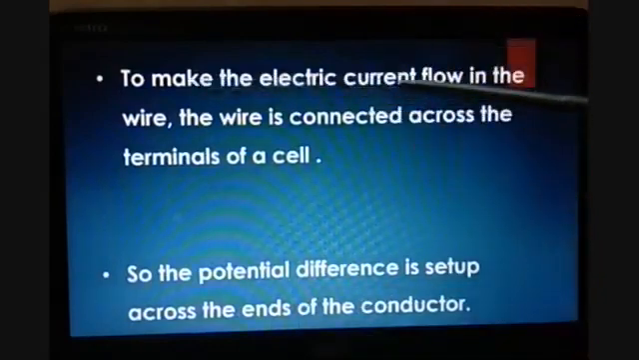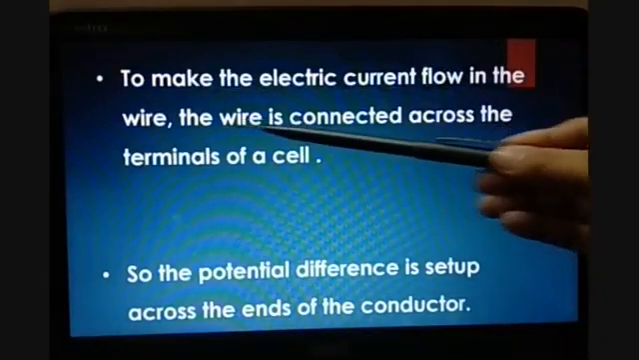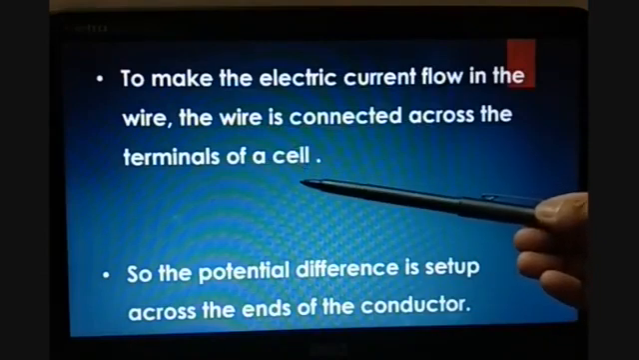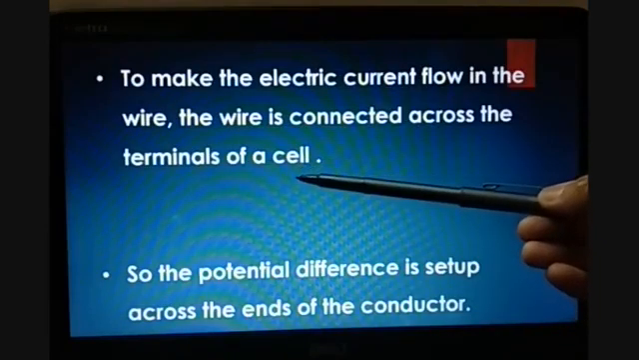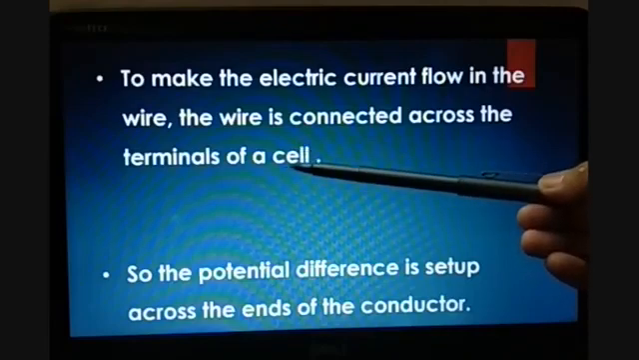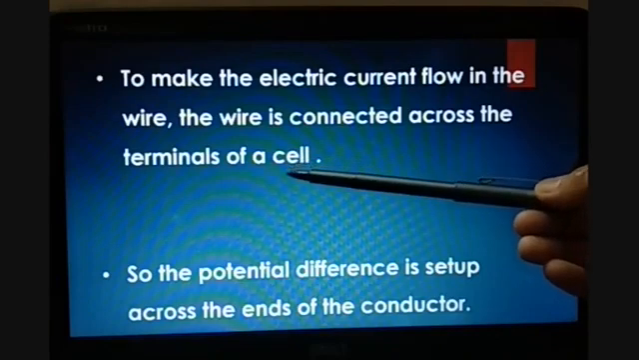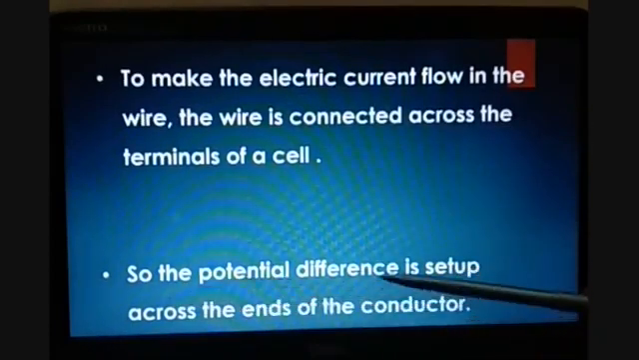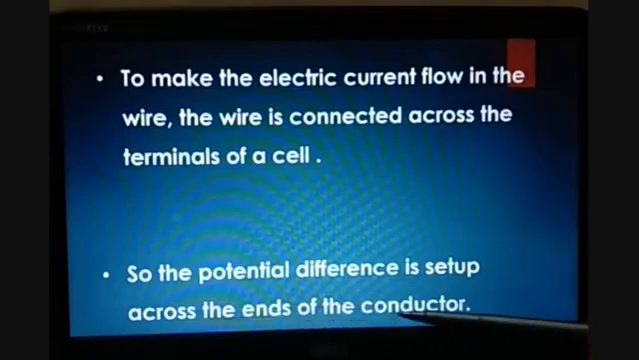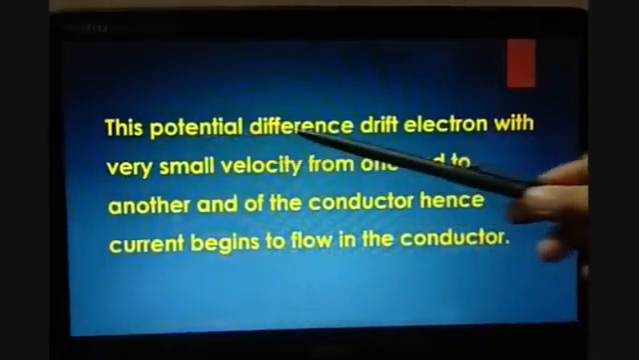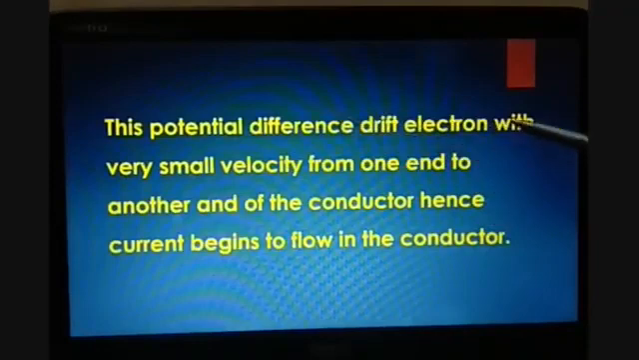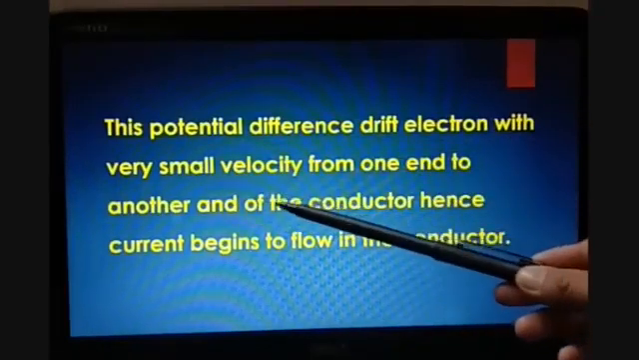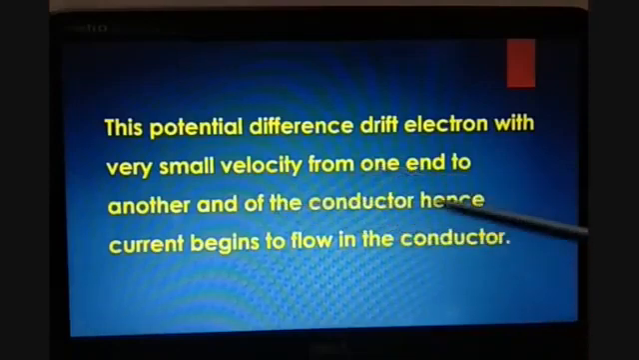To make the electric current flow, the wire is connected across the terminals of a cell, because the cell maintains the potential difference across the ends of the conductor, only because of which charge, or you can say electrons, move from one place to another. So the potential difference is set up across the ends of the conductor, and this potential difference drifts the electrons with a very small velocity from one end to another end of the conductor, hence current begins to flow in a conductor.